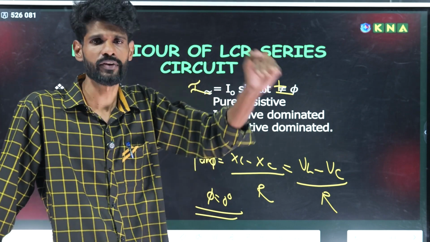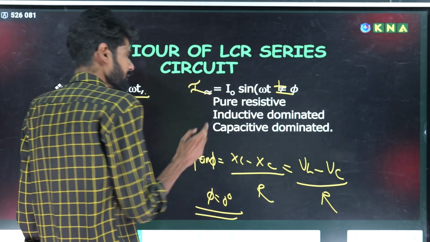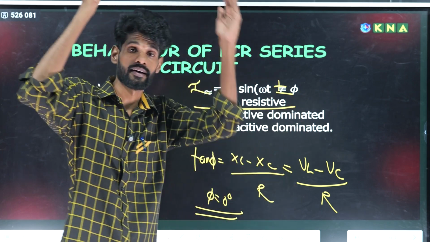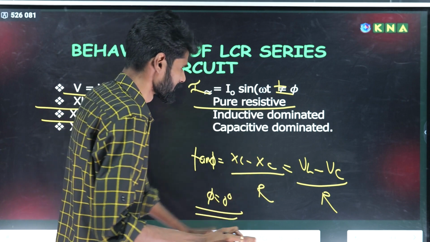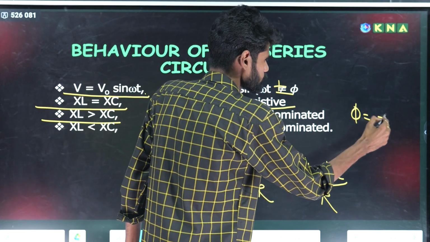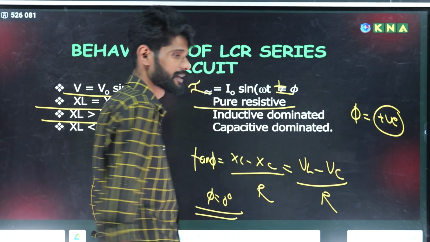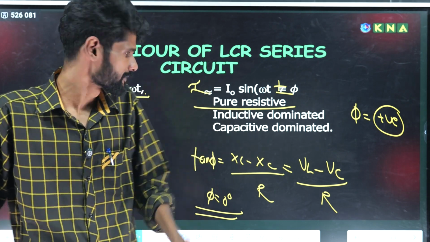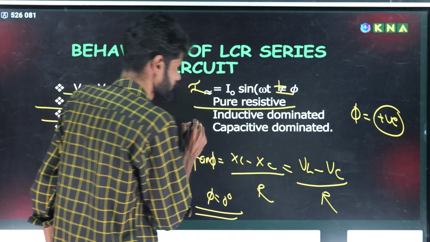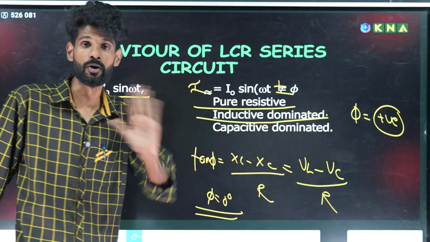That means there is no phase difference between voltage and current. Now the LCR circuit acts as a pure resistive circuit. And if XL is greater than XC, phi becomes positive. Phi positive means voltage leads the current. That means the LCR circuit behaves as inductive dominated, not a pure inductor.